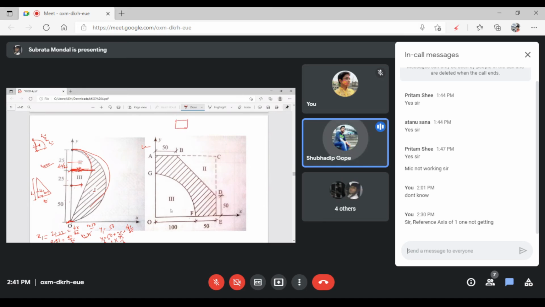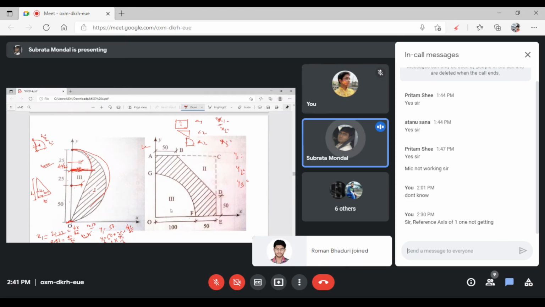This is number 1, the area 1. Number 2 is area 2. Number 3 is area 3. Don't forget to subtract this one from the semicircle. So this is area 3. This is the square 1, the triangle 2, and this is 3. Now x1, x2, x3, y1, y2, y3. These are the main things we have to calculate.